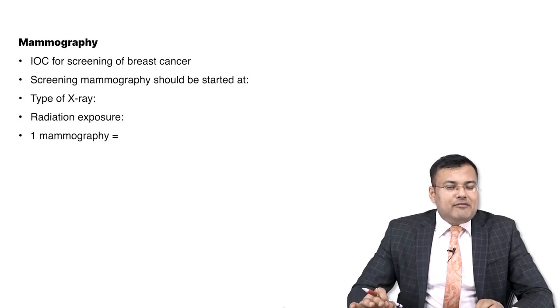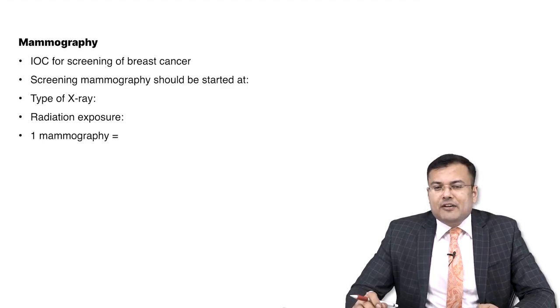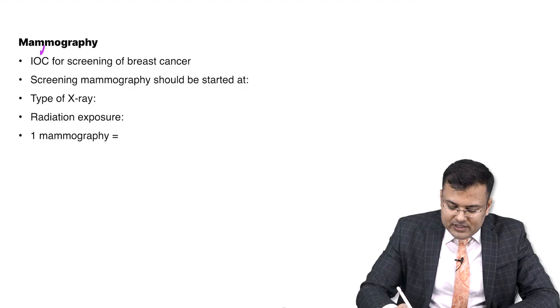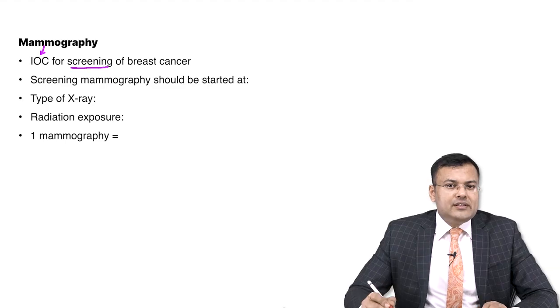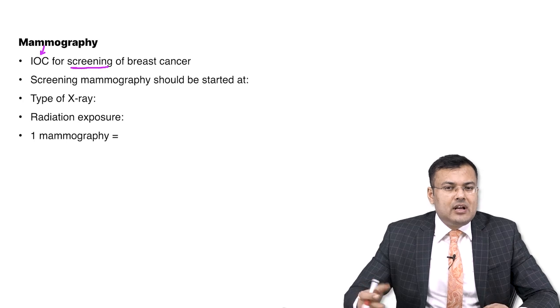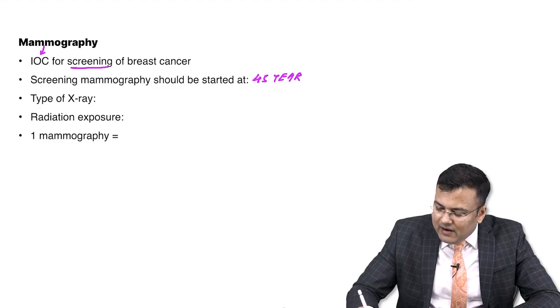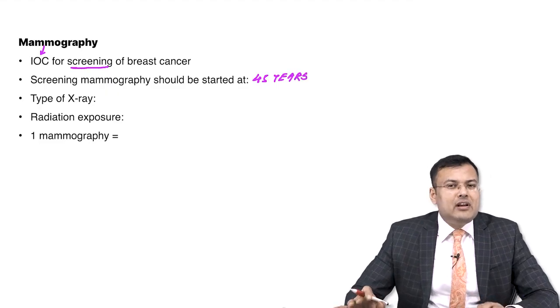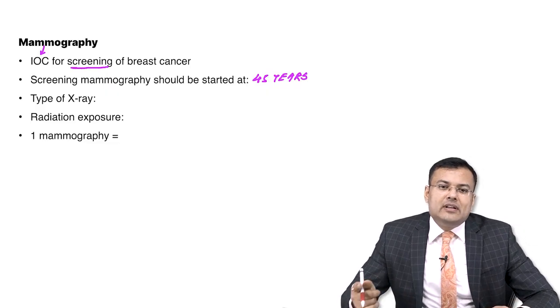Now see mammography, which is very, very important. First, tell me what is the investigation of choice for screening of breast cancer? Mammography. At what age should screening be started? Previously it was said to be 40 years, but according to the new recommendation, it is 45 years. Once started, it should be recommended annually. So it is started at 45 and done annually.